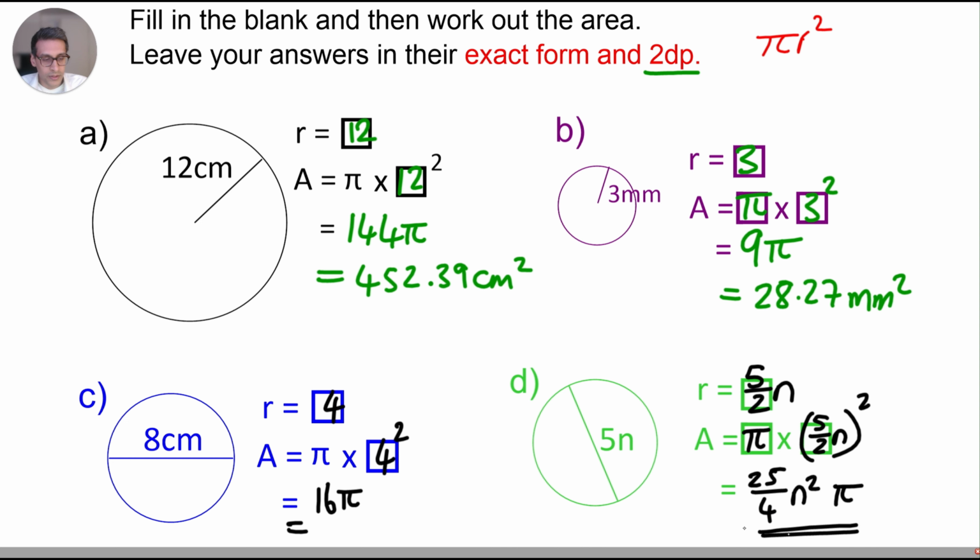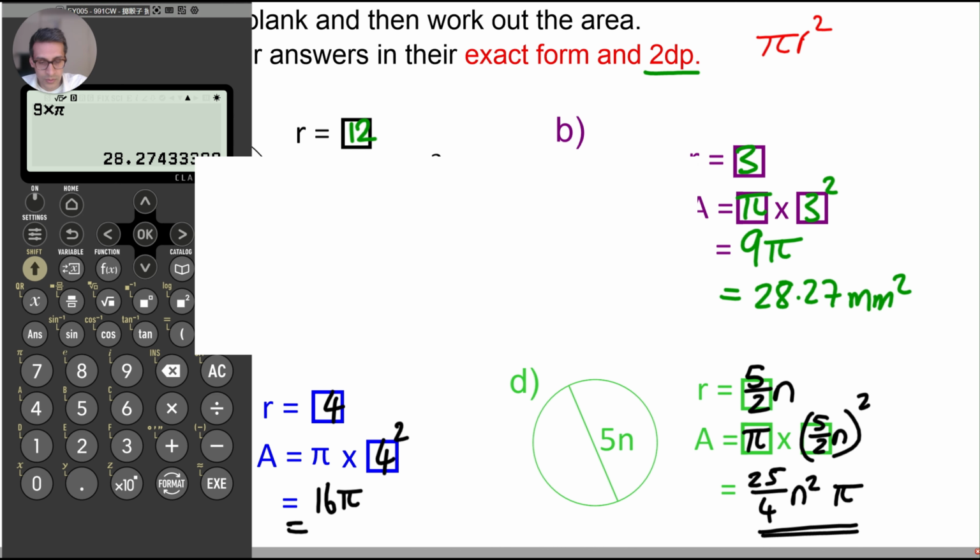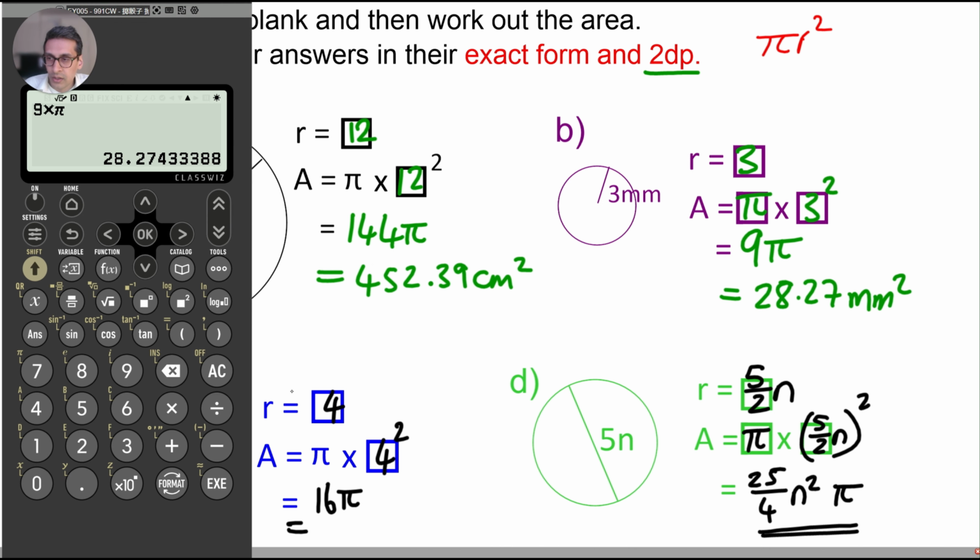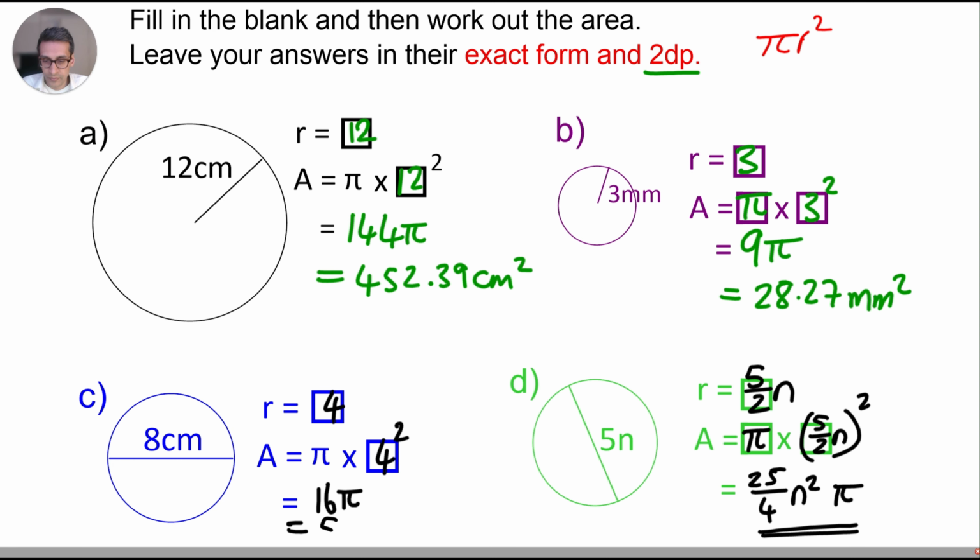So this one we can't write as a decimal. This one here, 16 pi, we can write as a decimal. So this will be 16 times shift 7, and that gives us 50.265, which rounds to 50.27 centimeters squared. Now this one doesn't have units, so we just write the word units squared.